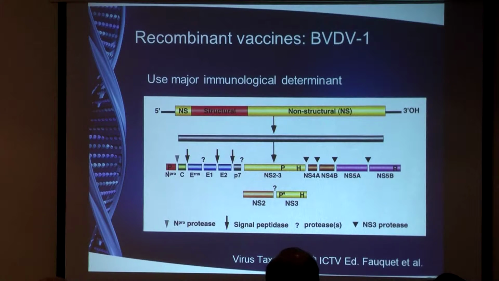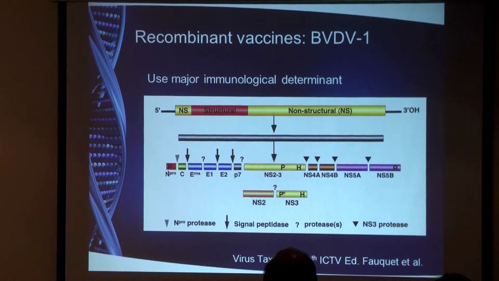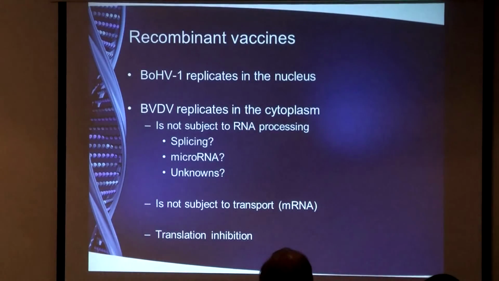So, as I said before, our main target was bovine viral diarrhea virus, or BVDV. As I said before, it's an RNA virus. It has a single open reading frame that it translates as a polypeptide, which is then cleaved into the various proteins that make up the virus. So here we have the major immunological determinants, and the primary one of those is E2, and so that's the one that I'll focus on today. So we've taken this gene, and we're putting that into BHV.